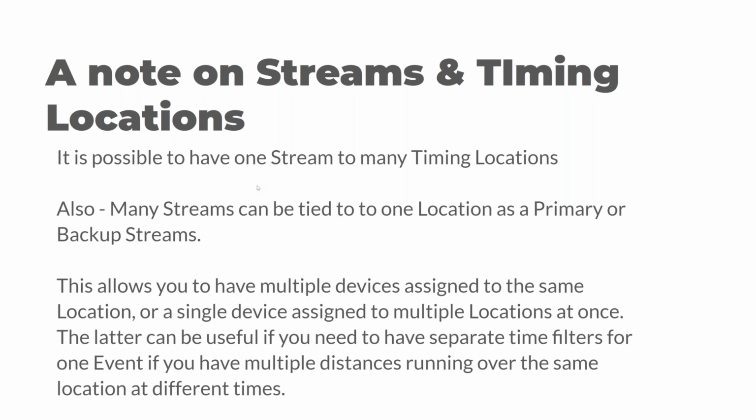And like I said, that can be useful if you need to have separate time filters for one event. You have multiple distances running over the same location at different times. So we saw this a lot with COVID, where they would have a really long event day where they'd have a 5K in the morning, a 10K in the afternoon, and a half marathon in the evening or something. They were all using the same start finish location, but they needed to say, hey, I know everybody between this time and that time were 5K. I know everybody between this time and that time were 10K. And I know everybody between this time and this time were a half marathon.